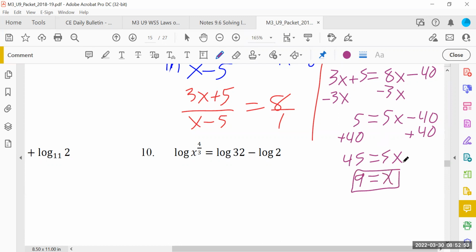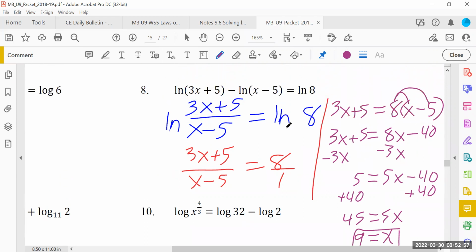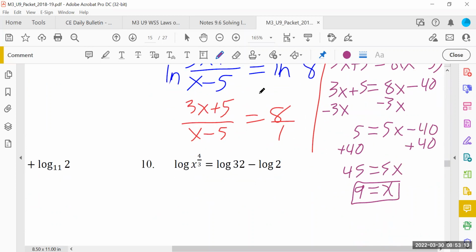Does that make sense? And so we can go back up here and check. Just make sure we don't get any negatives inside the log. 3x times 9 plus 5, that's fine. 9 minus 5 would be 4. That looks fine. So I think we're okay. There's no negatives inside the logs, nothing that would be illegal, nothing that wouldn't work.